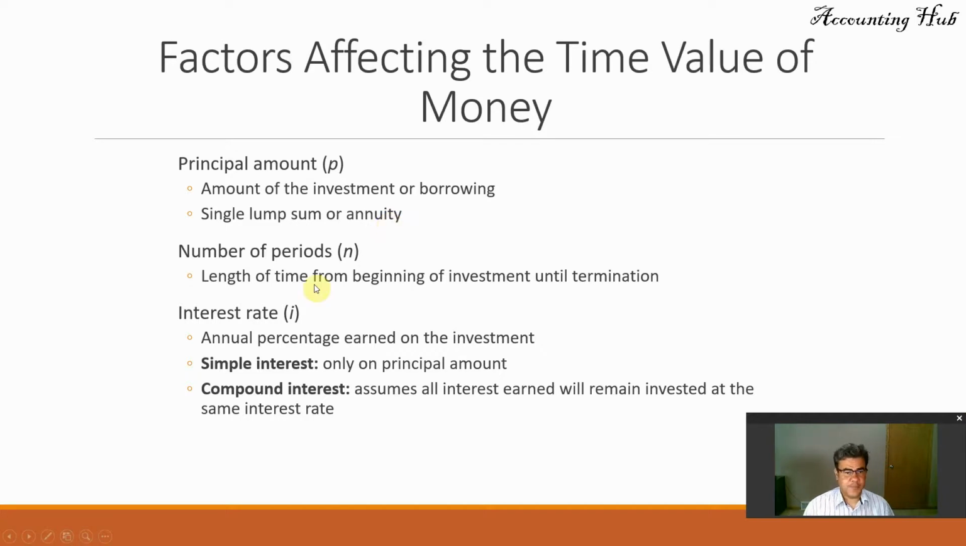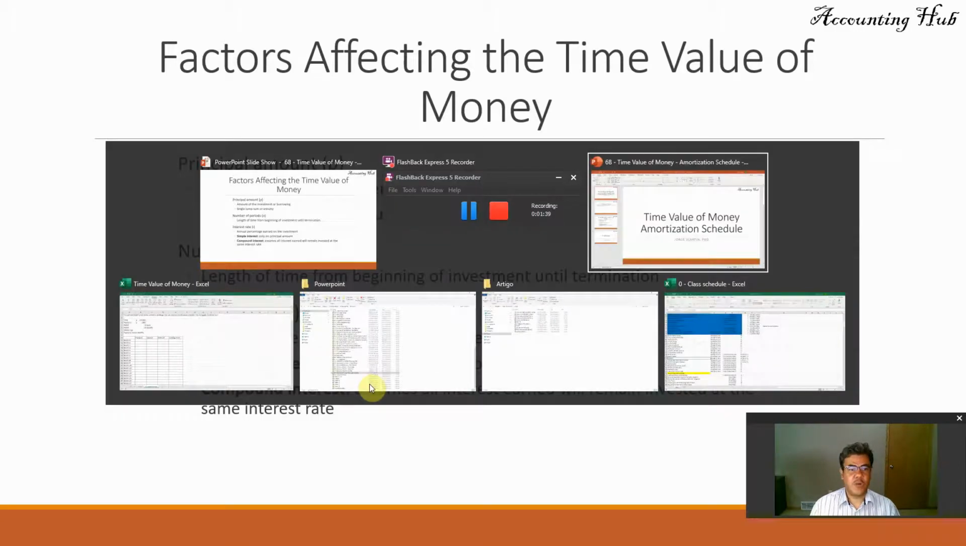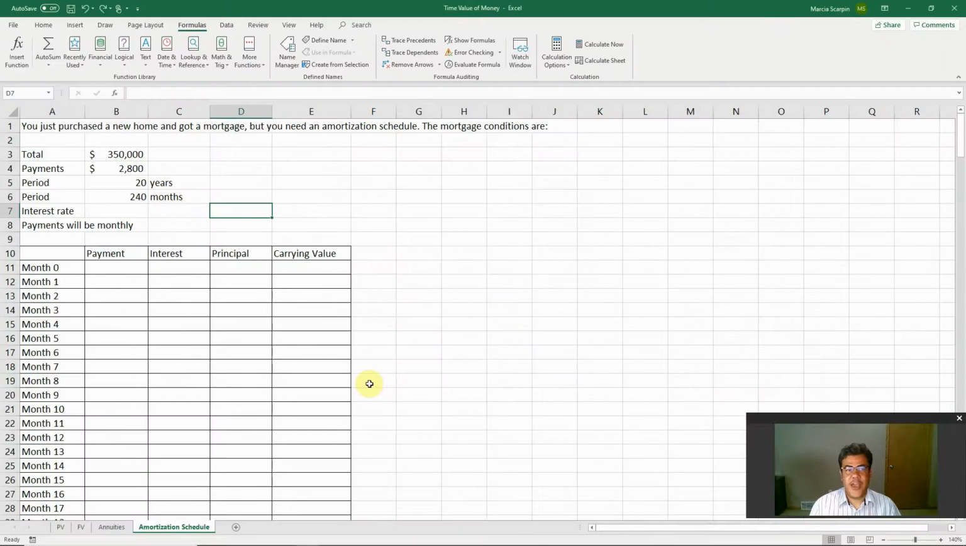The second is the number of periods, the length of time from the beginning of the investment until termination. The third is the interest rate, the annual percentage earned on the investment. We have simple interest, only on the principal amount. Usually we don't work with simple interest in time value of money. And compound interest assumes all interest earned will remain invested at the same interest rate. So let's go to our Excel file.